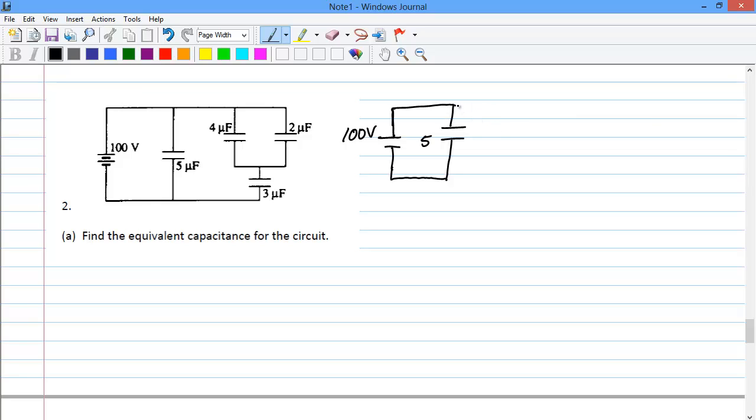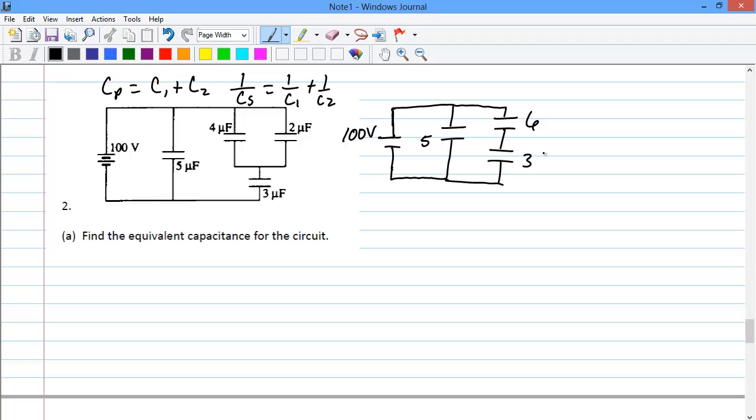But what we're going to do is we're going to combine these two parallel capacitors into one capacitor. So this is our second picture. Because capacitors in parallel are just added straight forward, capacitors in series are inverses, so the opposite of resistors. So 2 and 4 is 6, and this is 3. So now I have the two outside capacitors are in series. So my next picture is going to look like this.